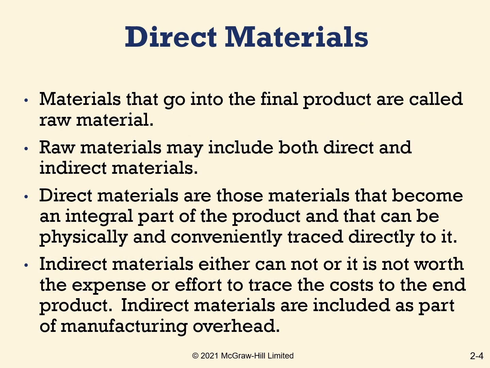So the first one is direct materials. Materials that go into the final product are called raw materials. When I think of raw materials, I think of every physical component that makes up an end product. So everything you physically took to make, say, a bench is what makes up your raw material. But you can also split raw materials into both direct and indirect materials. A direct material is one that becomes an integral part of the product and that can be physically and conveniently traced directly to it.